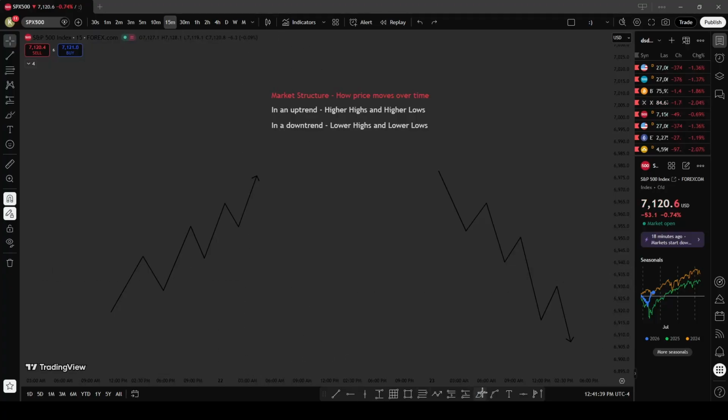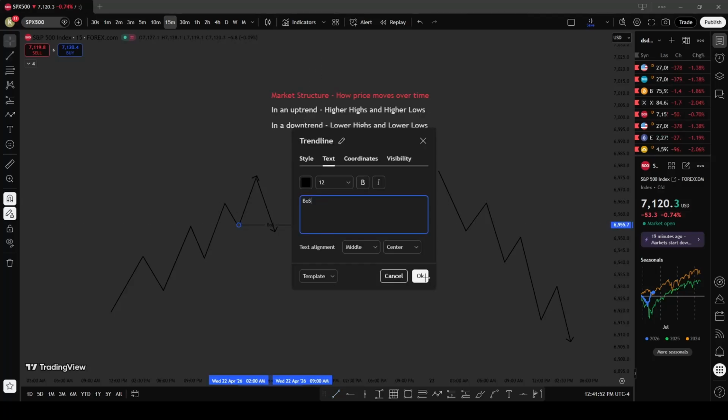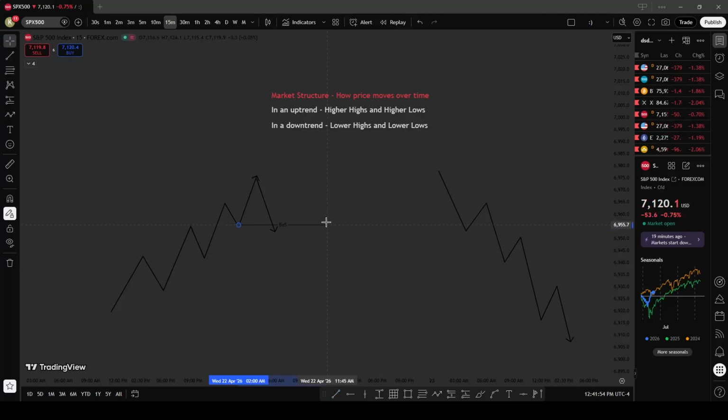But the moment price breaks below the most recent low, like this for example, that is your first sign that something has changed. So right here, this is what we call a break of structure, because price has now traded below this most recent low.